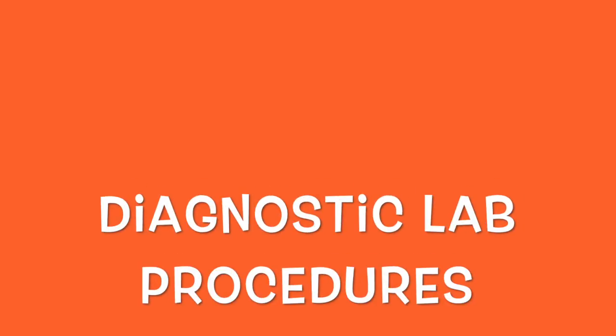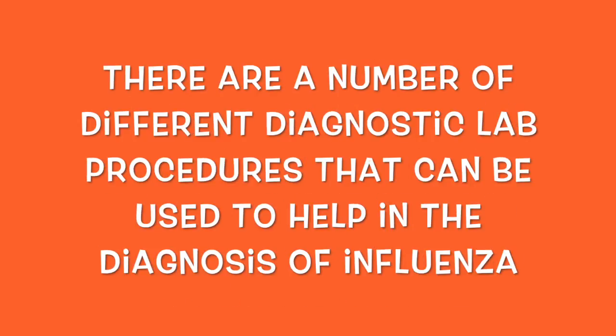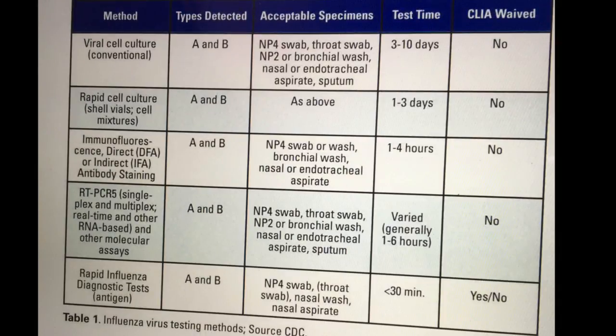Diagnostic lab procedures. There are a number of different diagnostic lab procedures that can be used to help in the diagnosis of influenza. These include viral cell culture, rapid cell culture, immunofluorescence, direct or indirect antibody staining, singleplex and multiplex real-time and other RNA-based and other molecular assays, rapid influenza diagnostic tests.